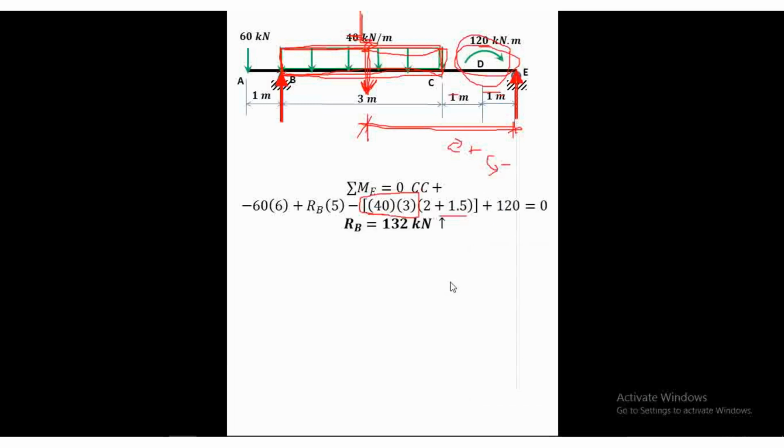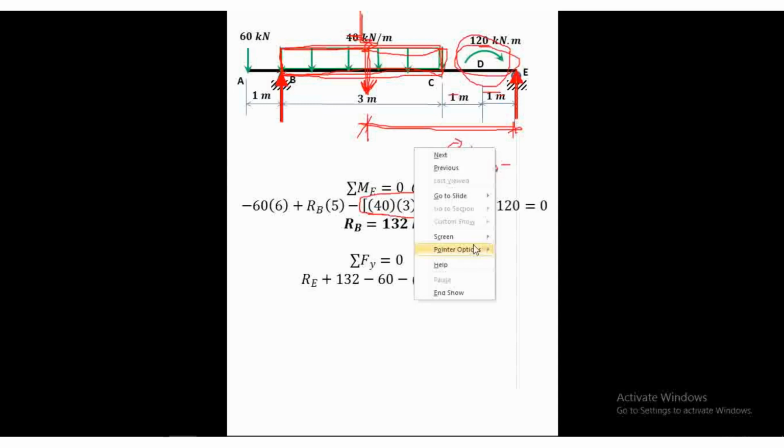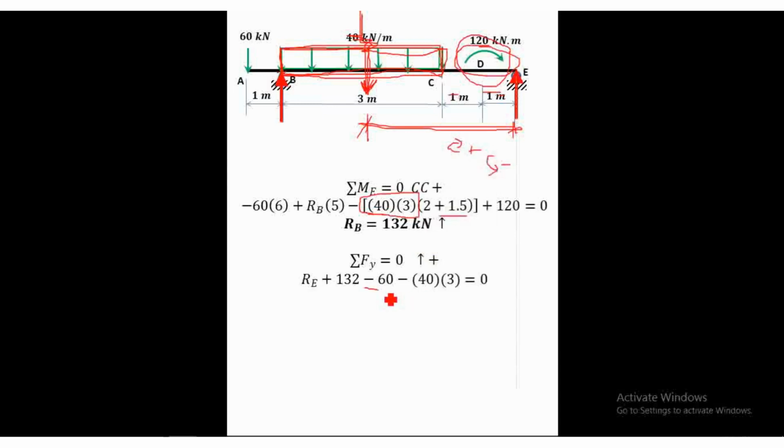So here now, my RB is equal to 132 kilonewtons and pataas siya. If I take summation of forces along the y-axis, again upwards positive, kung mapapansin ninyo dito, itong 60 na to, ito siya, pababa kaya minus.